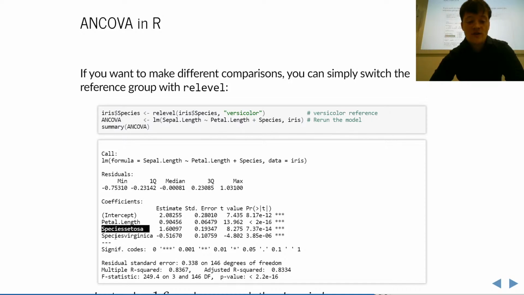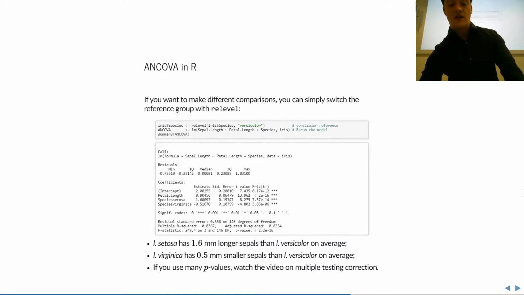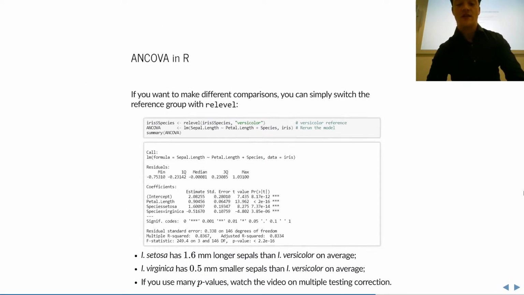Now suddenly we have a dummy variable for setosa and for virginica, because the intercept is now the reference group versicolor. So that means that the starting point is the sepal length of a versicolor flower with a petal length of 0. And then you can interpret it the same as we did the last one, except now we are comparing everything to this new reference group.